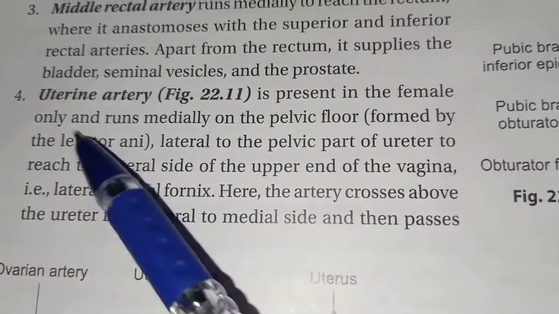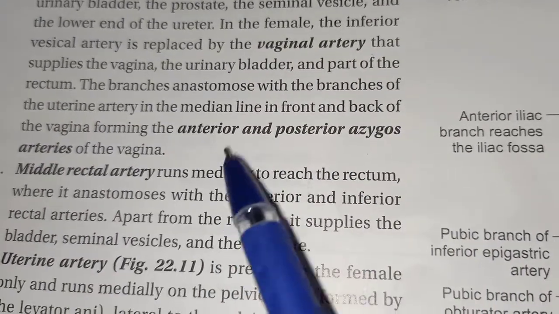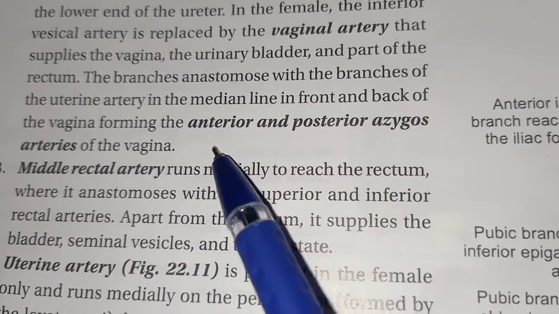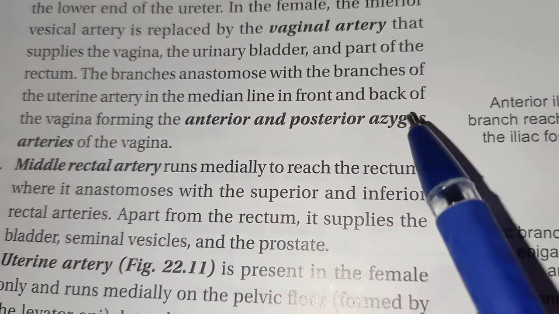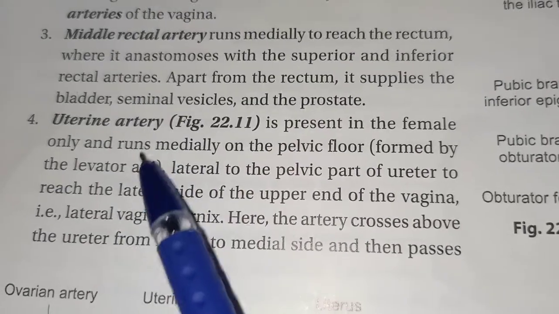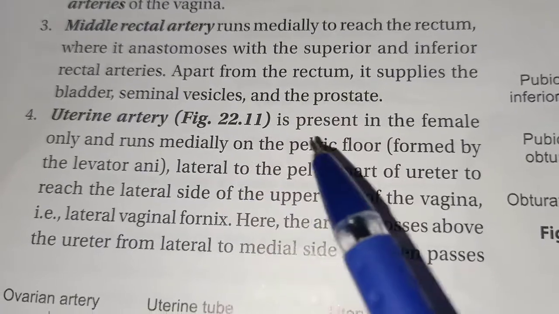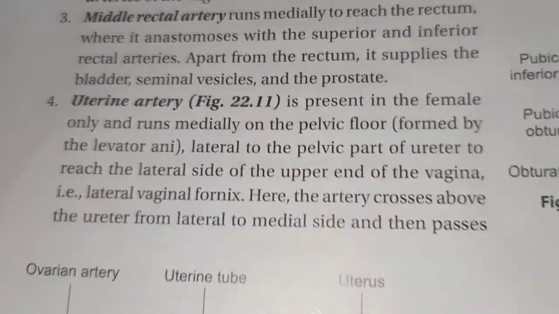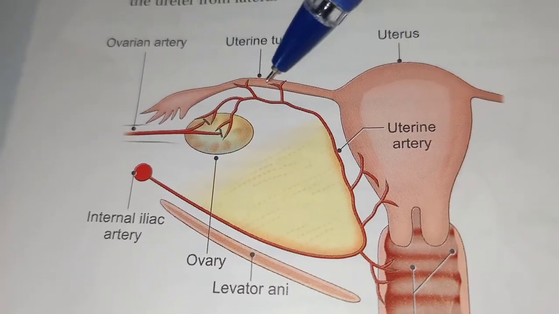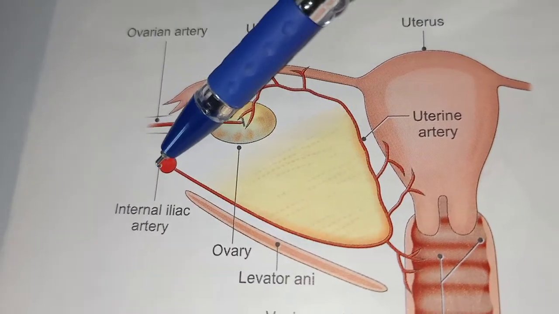Next artery is the uterine artery. Now you know the uterine artery anastomoses with the vaginal artery, and it forms the anterior and posterior azygos arteries of the vagina. It anastomoses in front and back of the vagina, so that's why they are known as the anterior and posterior azygos arteries of the vagina. Now the uterine artery is present in females only, obviously, and it runs medially on the pelvic floor, which is formed by levator ani. If you see this diagram, this is the uterus, these are the uterine tubes, this is the ovarian artery, these are the ovaries. Now this is the internal iliac.